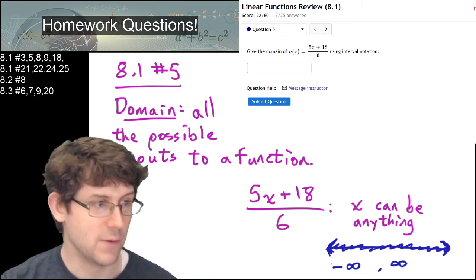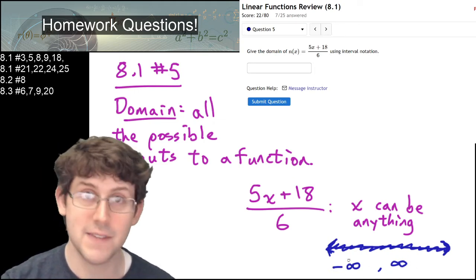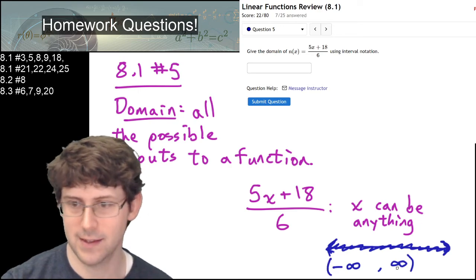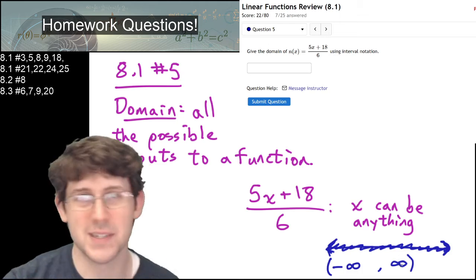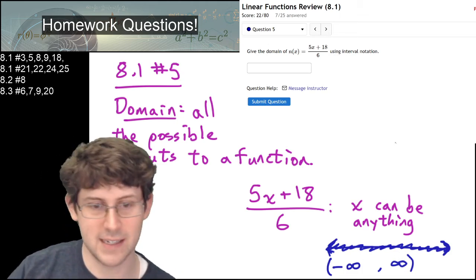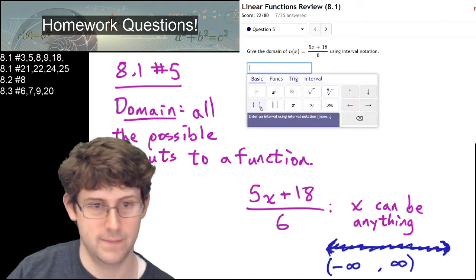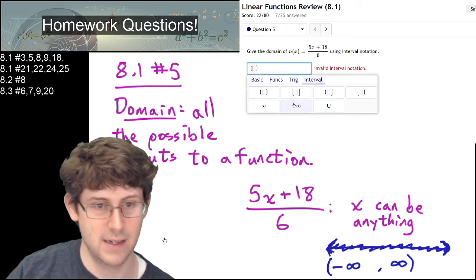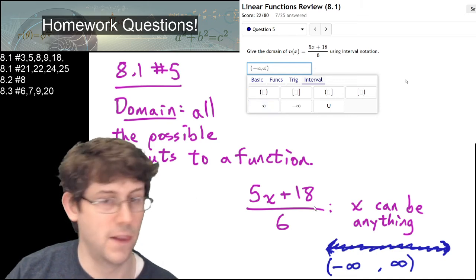Finally, I have to decide whether to put parentheses or brackets. Infinity and -infinity are not even numbers, so they cannot be included in the interval. So I will use parentheses. If the endpoint was included, I would have used a bracket. So my answer here is everything from -infinity to infinity. Interval: I want parentheses. I want -infinity, comma, infinity.